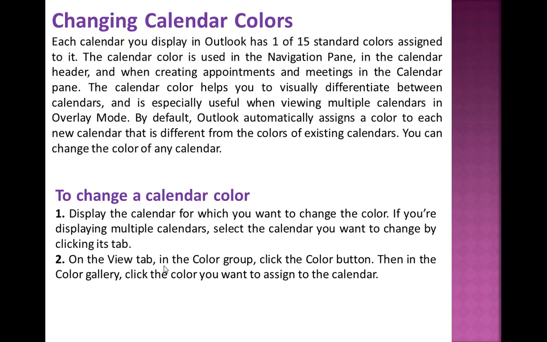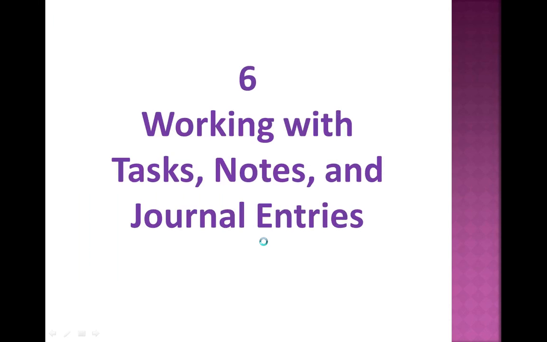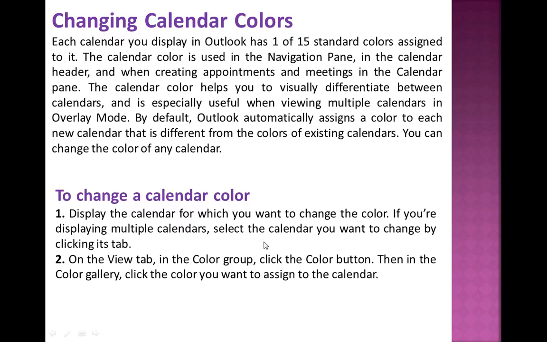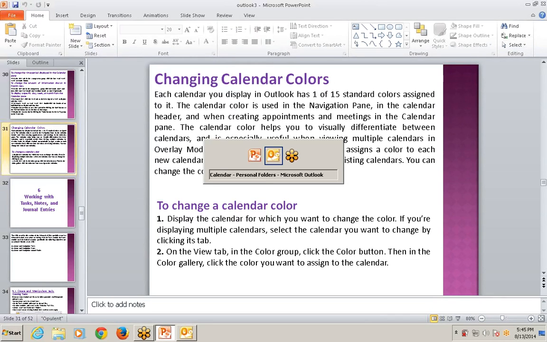Then in the color gallery, click the color or choose the color that you want for your calendar. So this is how we can change the color. Now let's see in a practical way how to change the colors.